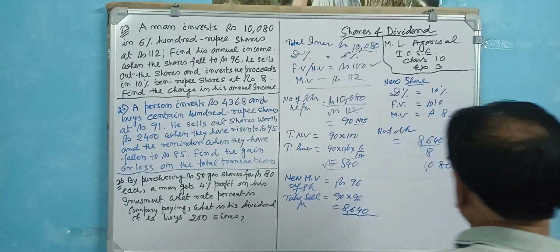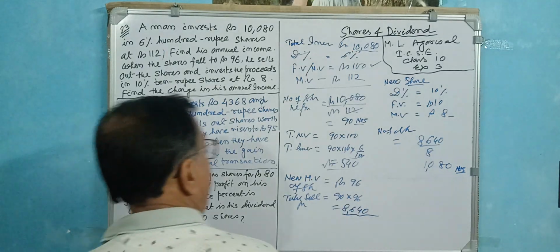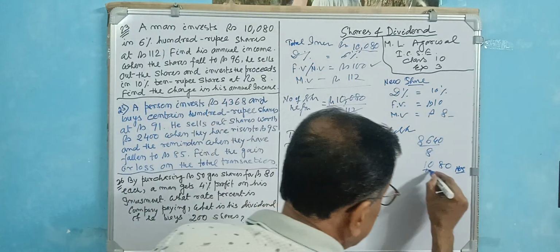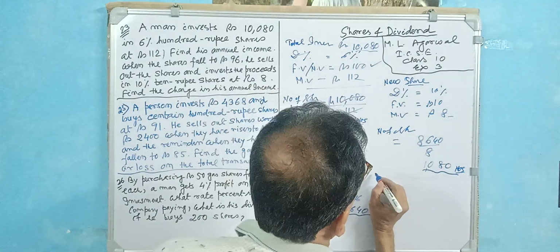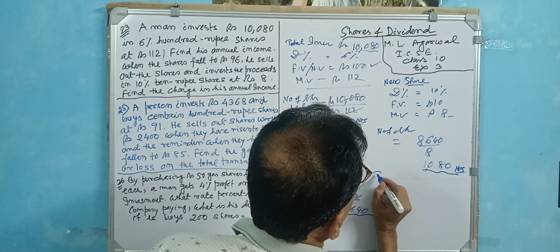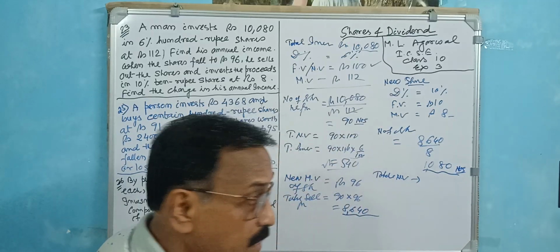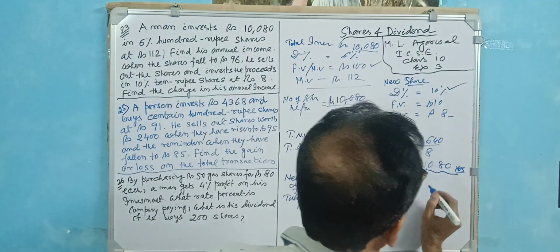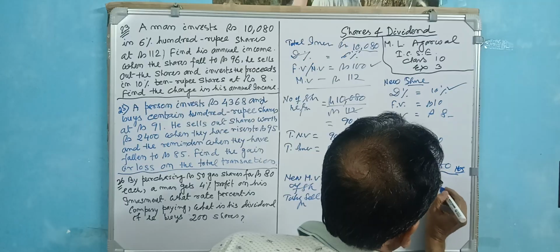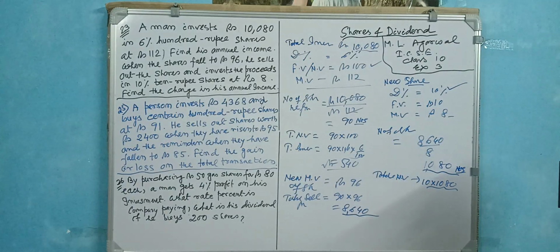The new number of shares is 8640 divided by 8. So this is the number of shares. But in the company, what is the total nominal value? Actually, what is the actual investment in the company? In the company each and every share is 10. 10 into this is the total nominal value. So dividend is calculated on the total nominal value. That is actually the income.